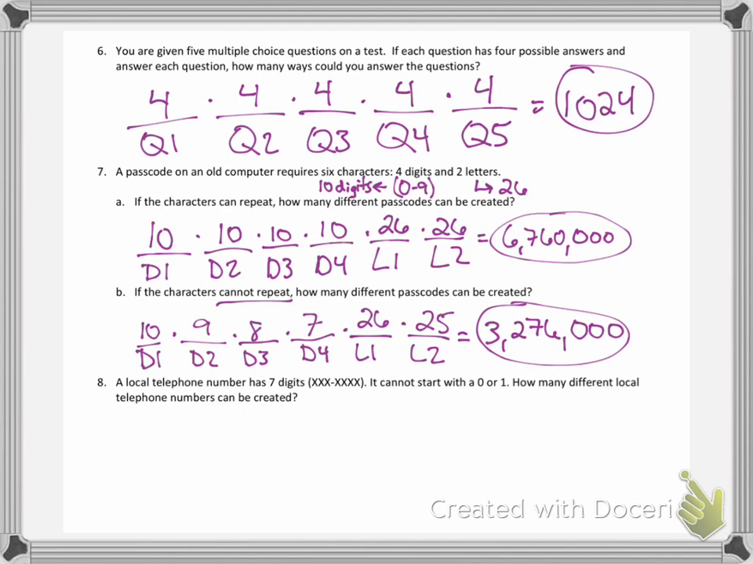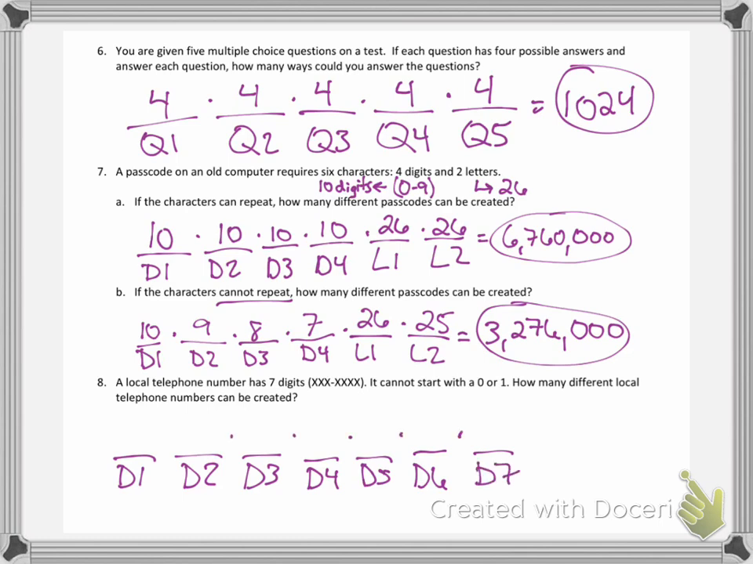All right, last problem here. Number 8. A local telephone number has 7 digits. Fun fact about local telephone numbers, they cannot start with 0 or 1. How many different telephone numbers can be created? So, again, we're kind of ignoring area code here, but obviously you might see a question with something similar to that. Again, it's the same idea. We have 7 digits: digit 1, digit 2, digit 3, digit 4, digit 5, digit 6, and digit 7.